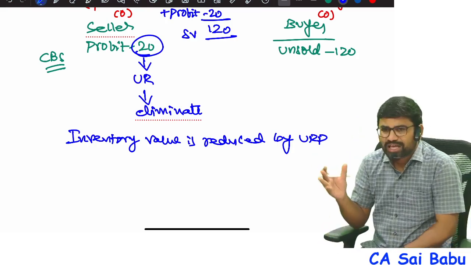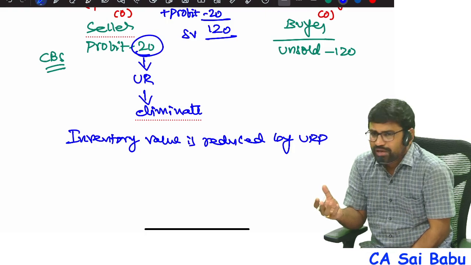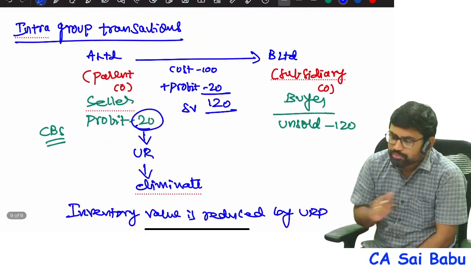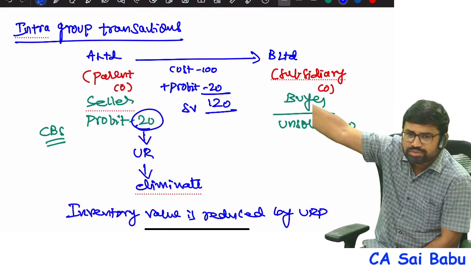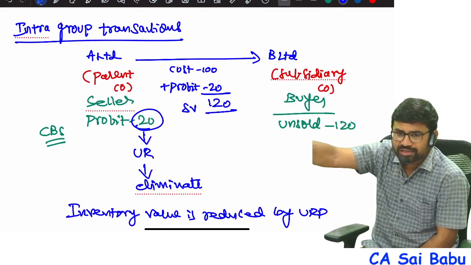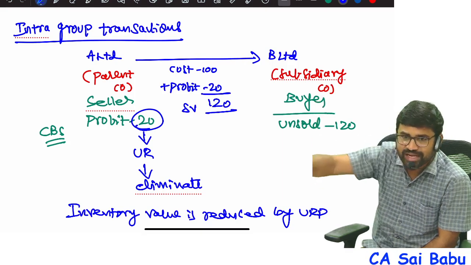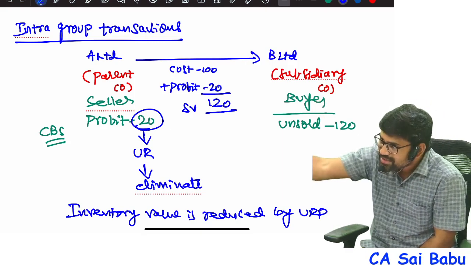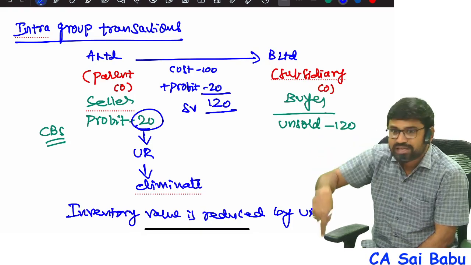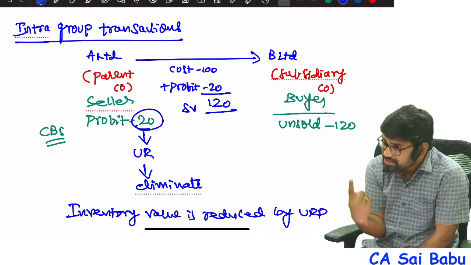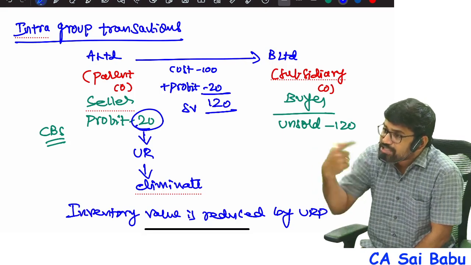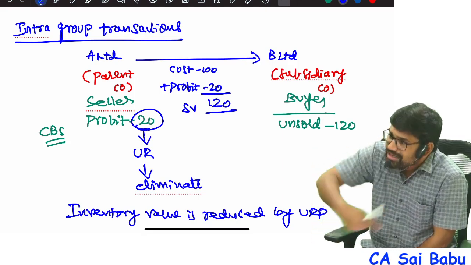Sir, is it logically understandable to you? Hello? Who sold goods to whom? Parent sold to subsidiary. Who booked the profit? Parent. In whose books is the profit there? Parent. Is this profit realized? So, at the time of consolidation, since parent and subsidiary are one entity, you can't recognize profit on sales made to yourself. Therefore, you eliminate this profit.